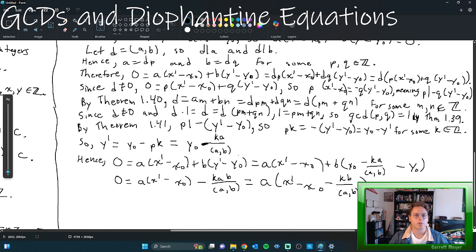Now, remember, before we assumed that without loss of generality, a is not equal to 0. We just need one of these to not be equal to 0 to make this next step work. So if you wanted to, you could go back and switch a and b, and the argument would be symmetrical. But we'll do it for a not equal to 0. Since a does not equal 0, 0 equals x' minus x0 minus kb over the GCD of a and b.